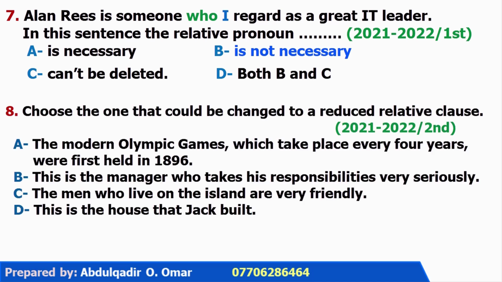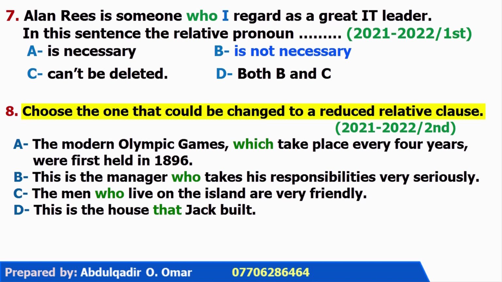Question number 8. Choose the one that could be changed to a reduced relative clause. In a question like this, in all the choices, you'll see relative pronouns. As you can see, in choice A, we have which. In choice B, there is the relative pronoun who, C, who, and option D, we have the relative pronoun that. So, to find out the correct answer, just focus on the one that's followed by a subject.